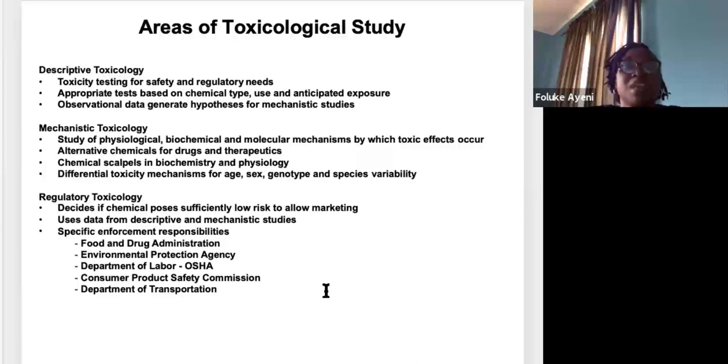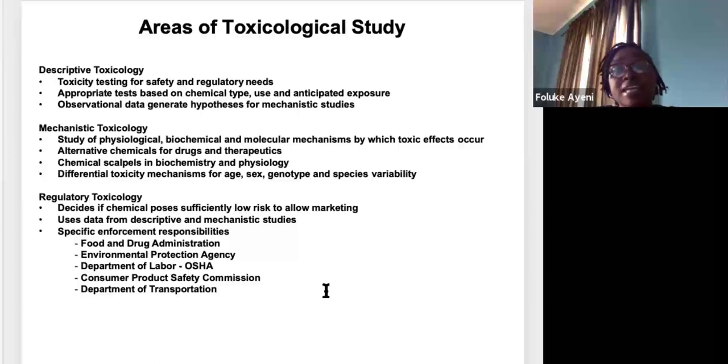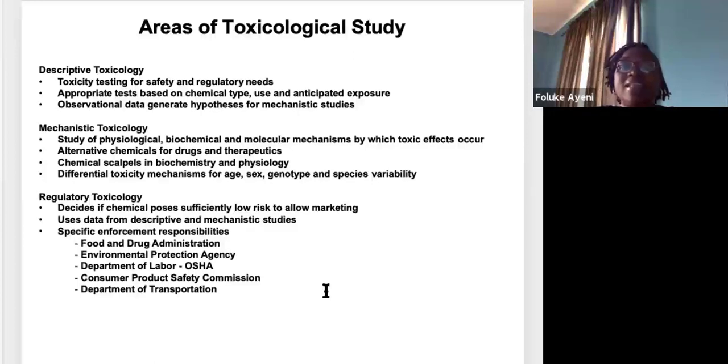Toxicity is observed and recorded and used for regulatory needs. Appropriate tests can be carried out based on the exposures to certain chemicals, and then they're observed over time to generate documentation and hypotheses for mechanistic studies. This has evolved into our different clinical trial studies today, particularly in the development of new medications. They have to go through some phases of clinical trials. It's a result of descriptive toxicology.